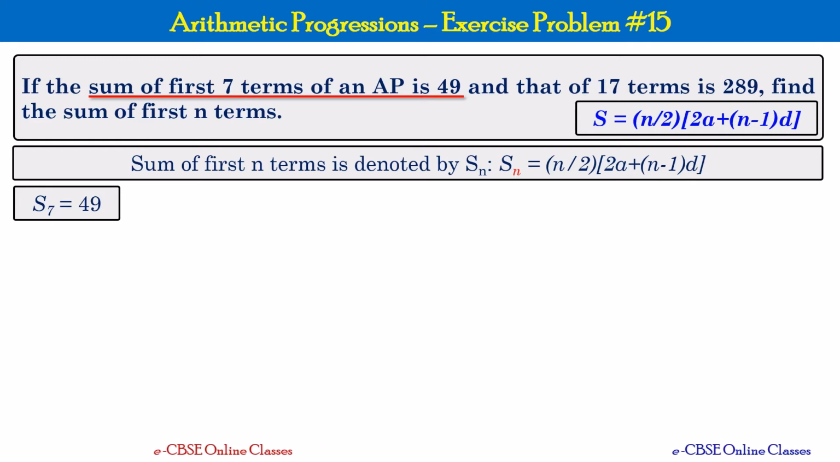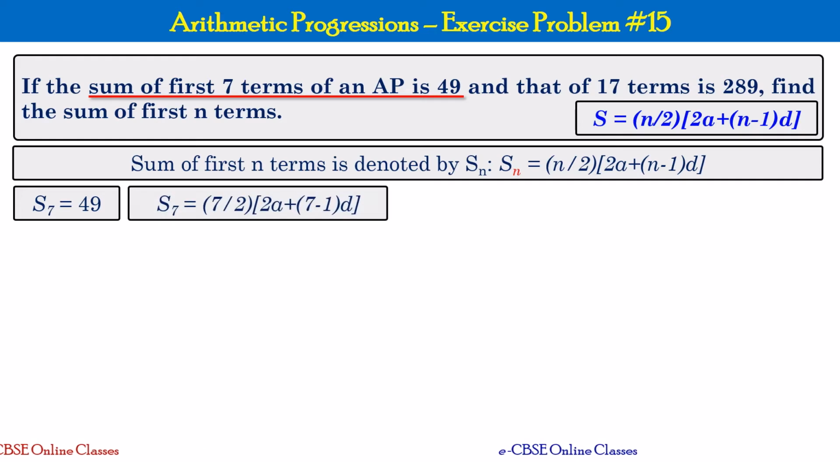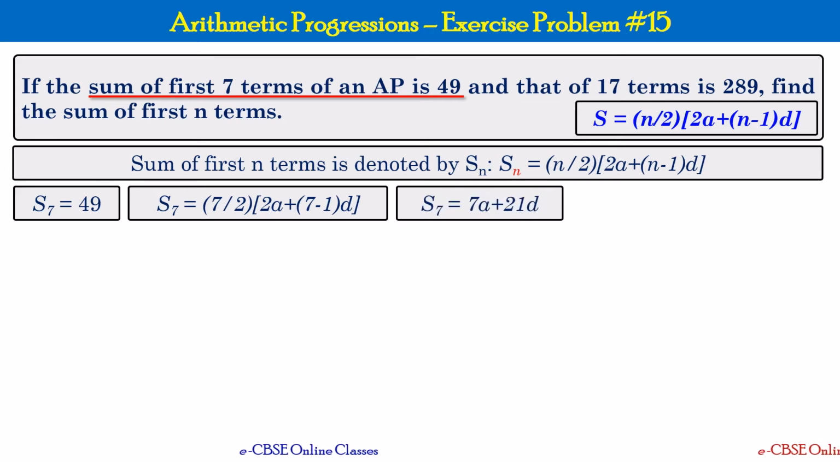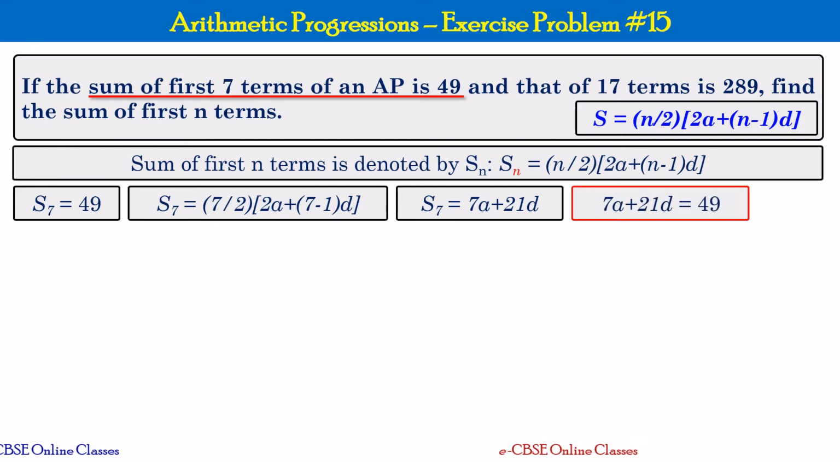So when we substitute n equal to 7 in the above formula, what is coming? S7 equal to 7 by 2 times 2a plus 7 minus 1 into d. After simplification, that becomes S7 is equal to 7a plus 21d. That means 7a plus 21d equal to 49. Let's call that as equation 1 here.